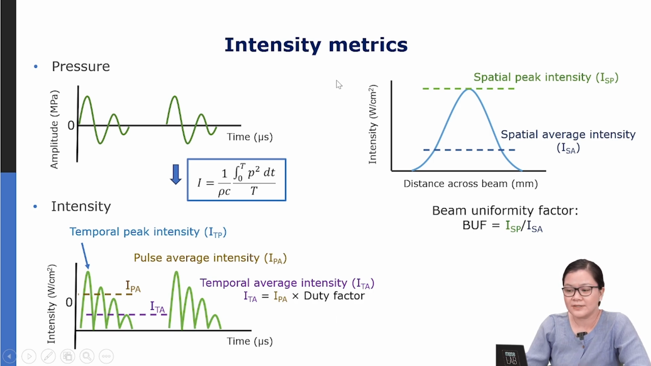In terms of the spatial intensity metrics, we had discussed the spatial peak intensity, ISP here, and the spatial average intensity, ISA right here. Now this is a sample profile of the intensity across the cross-section of the beam. And we also talked about the beam uniformity factor. This basically tells how uniform the beam is. And that's a function of the ISP, or the spatial peak intensity, divided by the spatial average intensity.